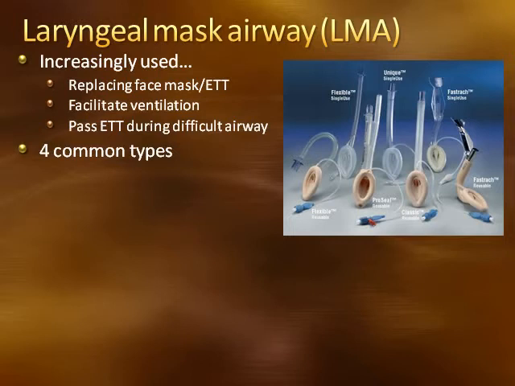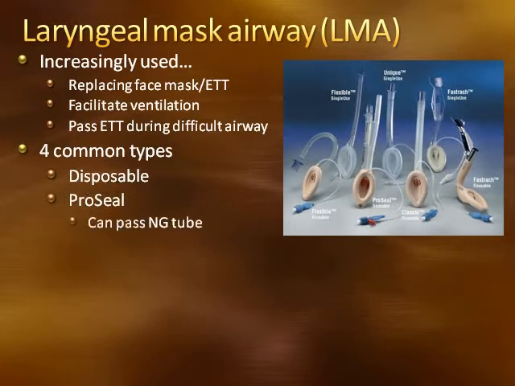The original LMAs were designed for use up to 40 times. Protein contamination occurs after the first use and increases with each subsequent use despite proper cleaning and autoclaving. Disposable LMAs have been developed to prevent cross-infection. The ProSeal LMA has an orifice through which a nasogastric tube can be inserted and that facilitates positive pressure ventilation with higher airway pressures than with traditional LMAs.